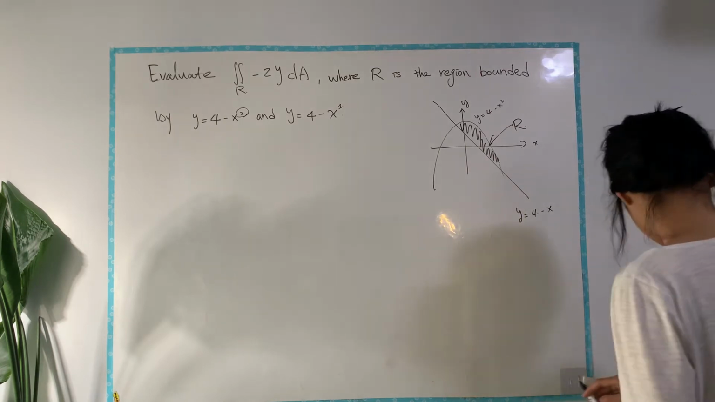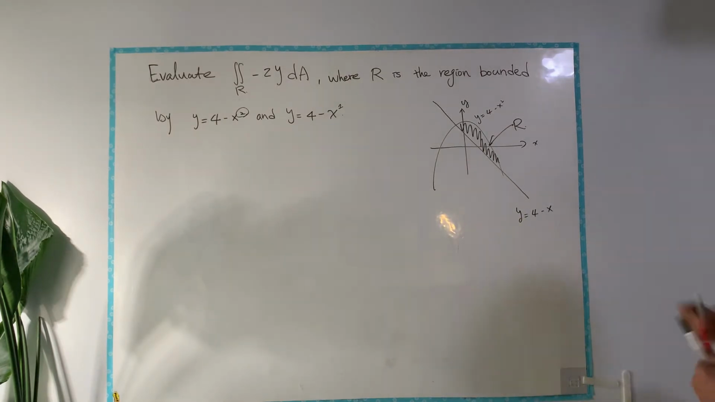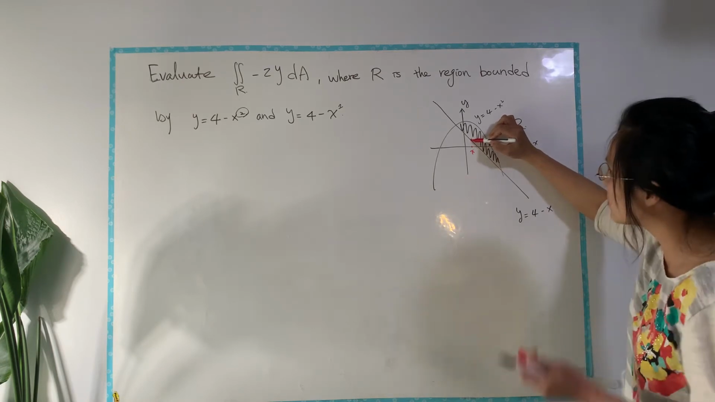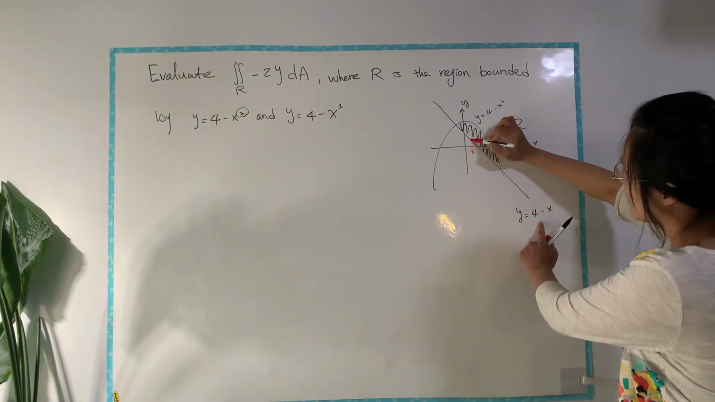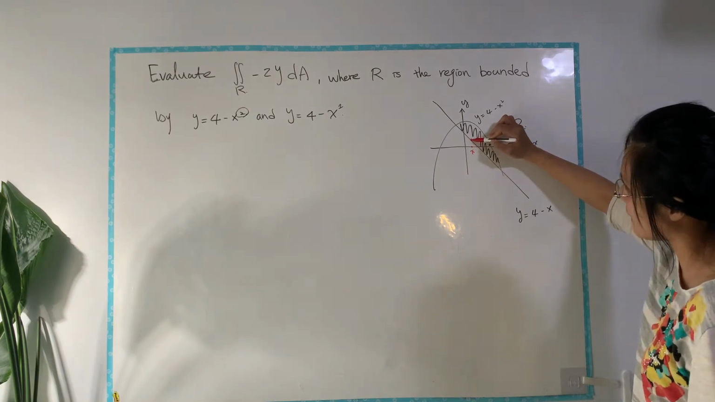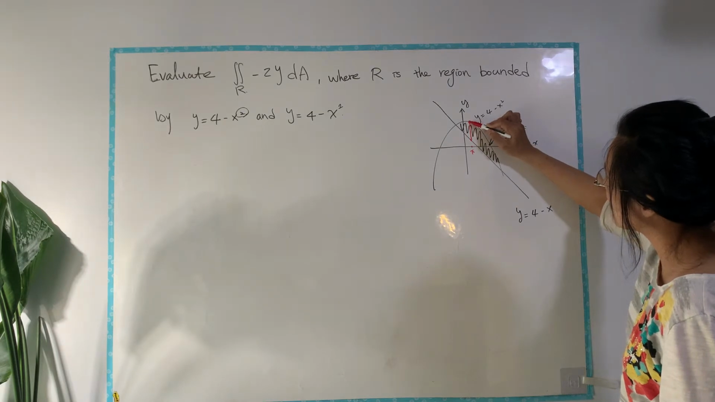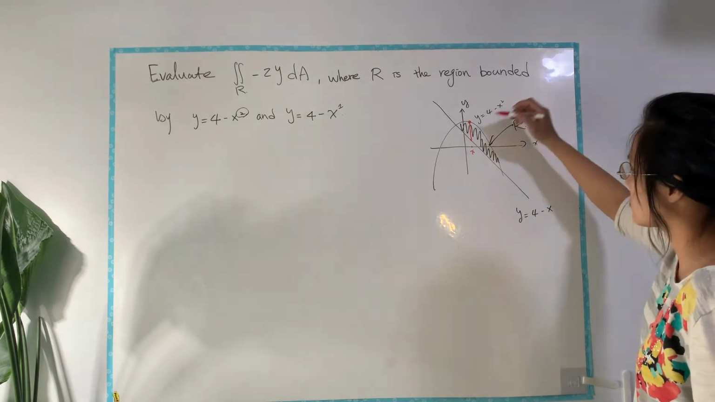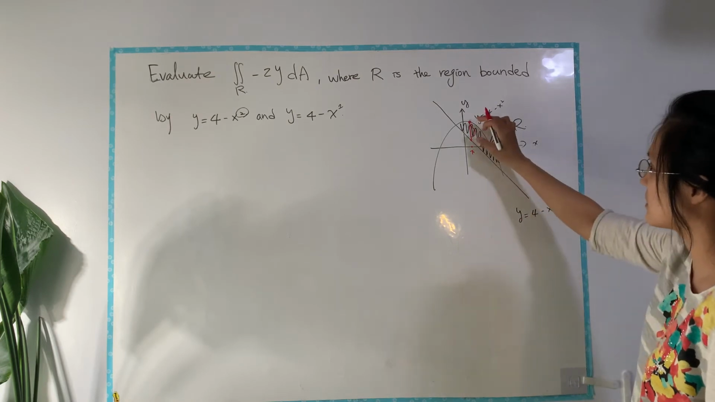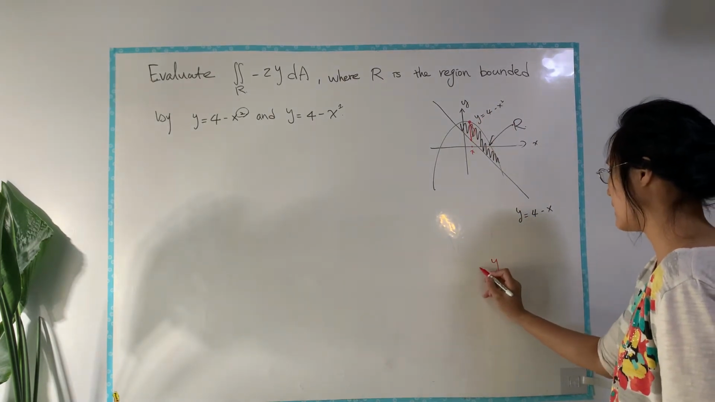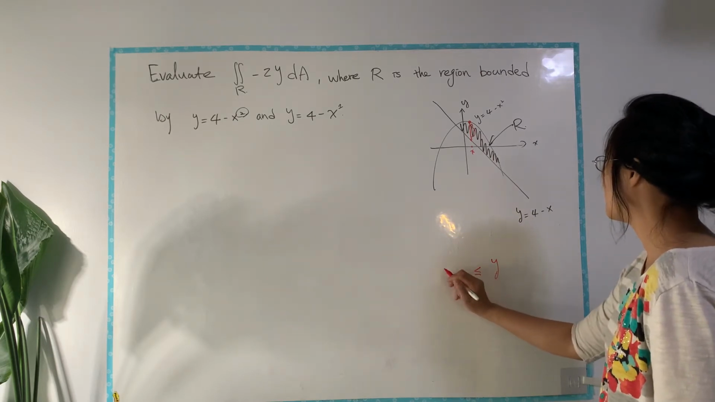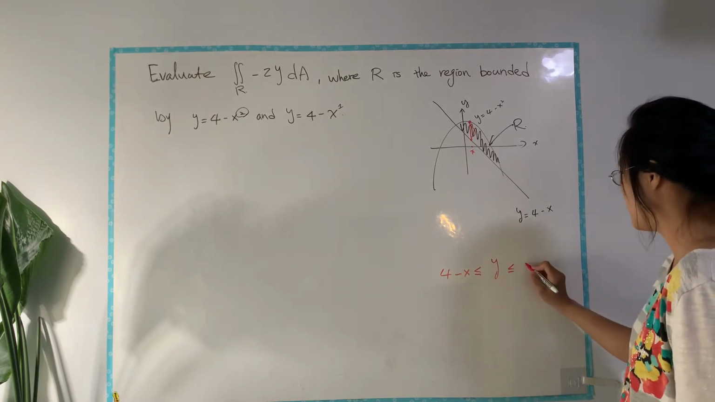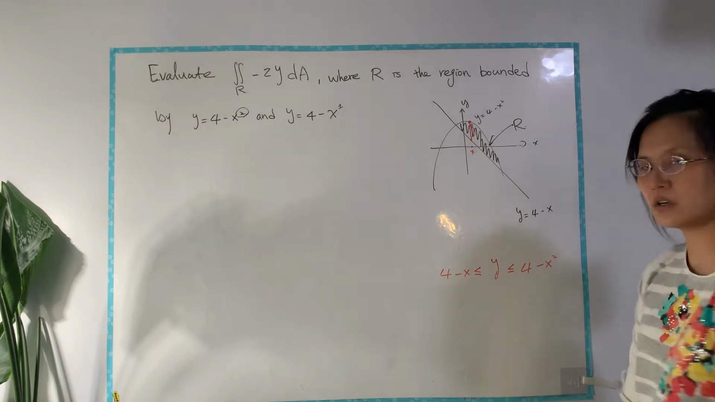this region R. So as far as we can see, for any x value, your y will be bounded in between the associated 4 minus x, which is this point on the line, and this point on the parabola, so that's 4 minus x squared. So you only care about the y values in between these two graphs. So you have y bounded below by 4 minus x, from above by 4 minus x squared, right?